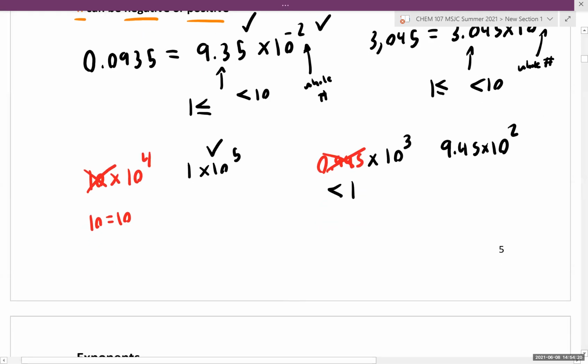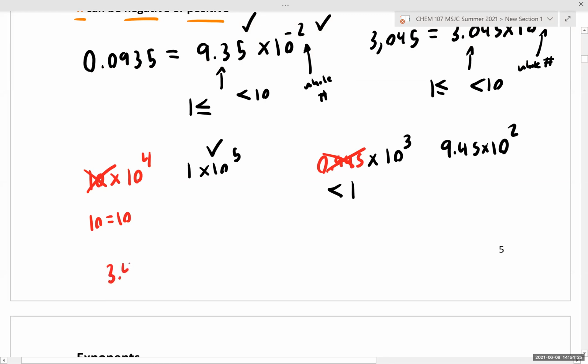Now, I haven't ever seen students do this, but it's important to note that if we have 3.45 times 10 to the 0.5, what's wrong with this number if we're thinking about scientific notation? Is there an issue with this number as written? The exponent's a decimal, exactly right. And I haven't ever seen students do this, but it's important to bring up the exponent must be a whole number.